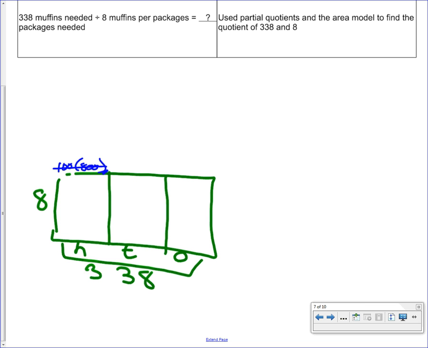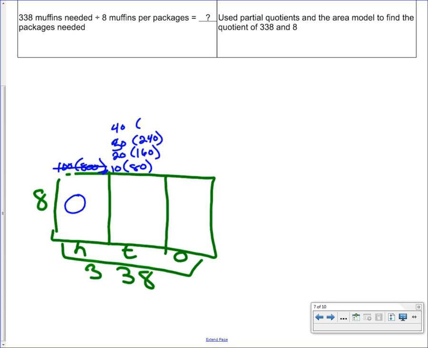I need to regroup, and so thinking about tens. If I gave each of 8 groups a 10, that would be worth 80. I can go bigger. If I gave them 20 each, that would be 160. I've got 338 here. I can go bigger. If I gave each of them 30, that'd be 240. Keep going.